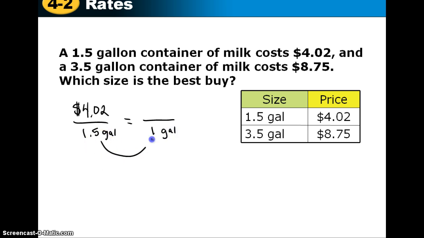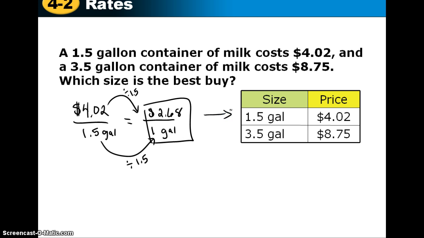So to go from 1.5 to 1, we have to divide by 1.5. Do the same on the top. $4.02 divided by 1.5 is $2.68. So I can get 1 gallon for $2.68. Okay, that's this one right here.